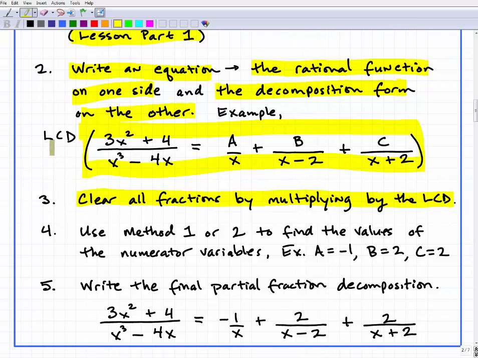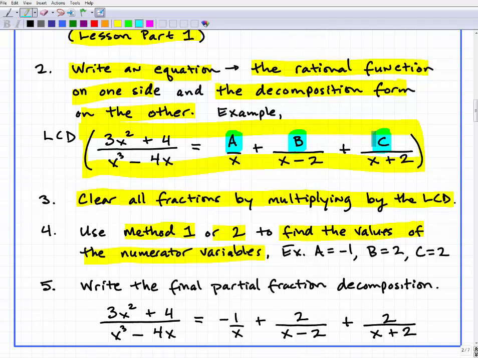So after we multiplied this equation and cleared all the fractions in it, we're going to use one of two methods. We're going to use method 1 or method 2. They have names, but I'm just calling them method 1 or 2, to find the values of the numerator variables. In other words, we're going to be finding the values of these right up here.